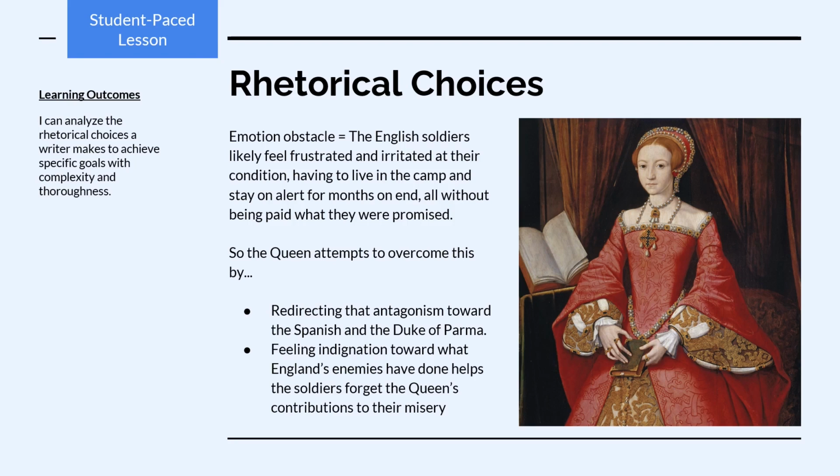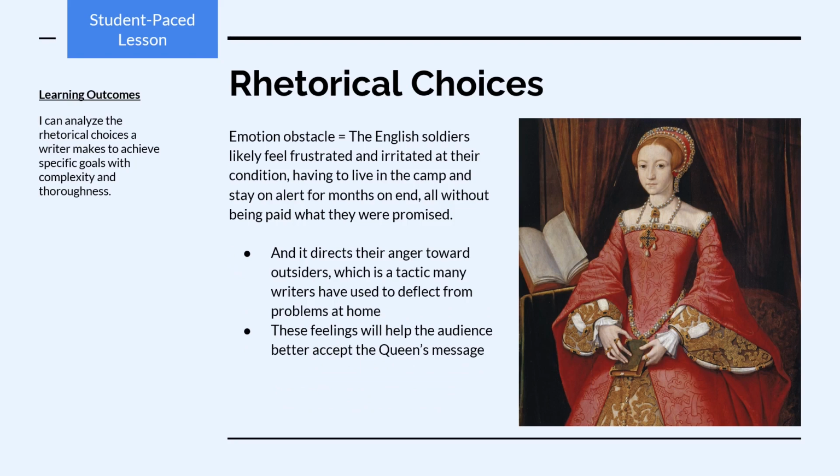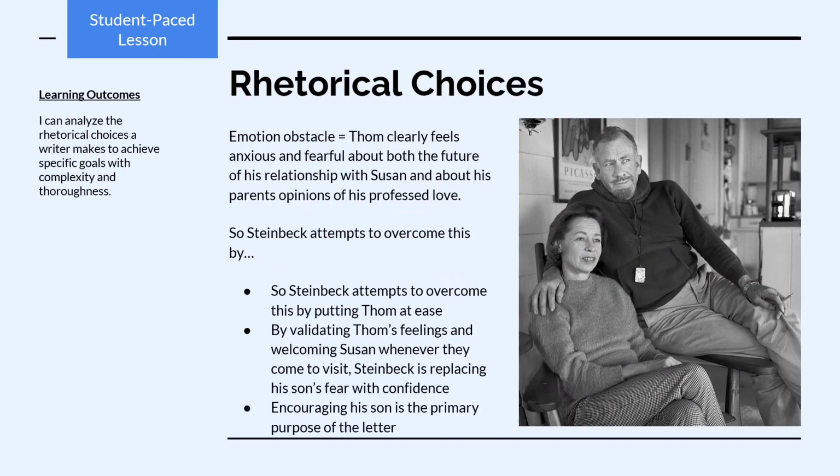And that's because feeling indignation toward what England's enemies have done helps the soldiers forget what the Queen's contributions are to their own misery, because remember, she's the one that hasn't paid them. It directs their anger toward outsiders, which is a tactic many writers have used to deflect from problems at home. These feelings ultimately will help the audience better accept the Queen's message because they won't be angry at her, they found someone else to be angry at.